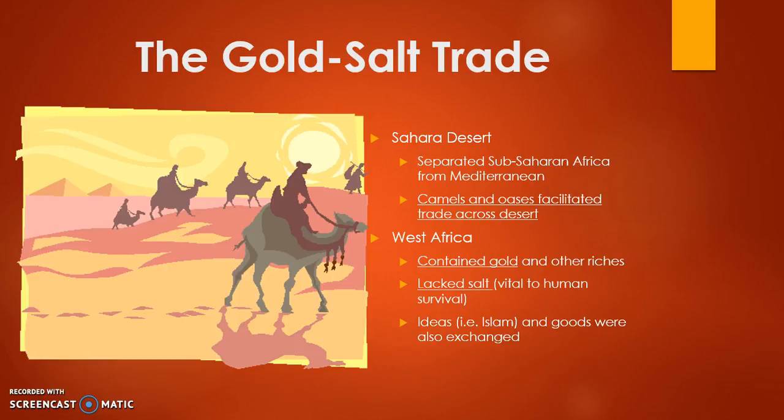Along these trade routes, we'll also see that not only goods are exchanged, they're also going to exchange ideas. Islam will eventually make its way to Africa through these trade routes. So that's one example of how ideas are also shared along trade routes.